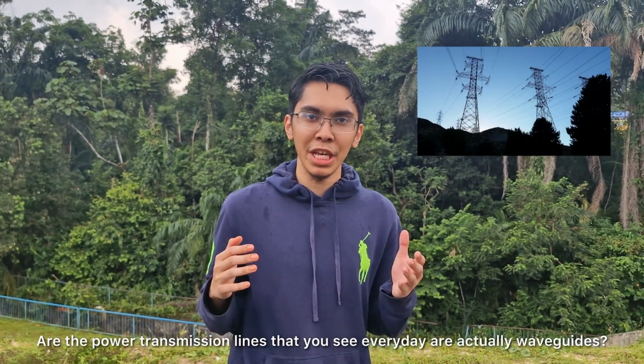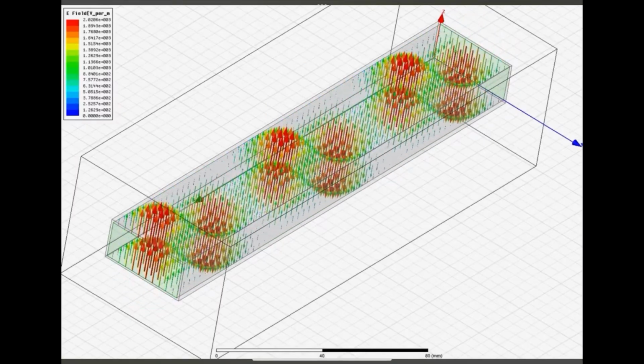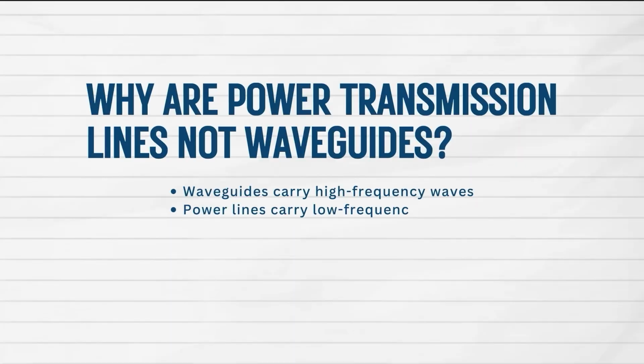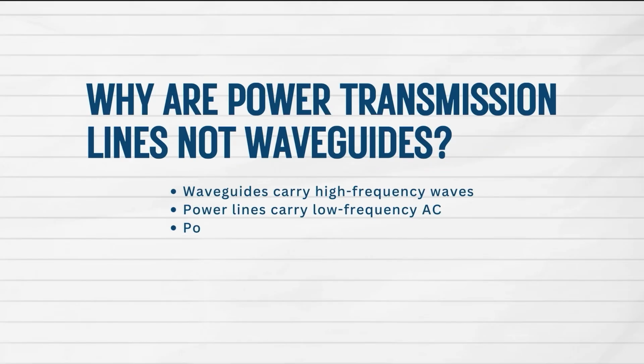Here's a question for you. Are the power transmission lines that we see every day actually waveguides? Well, the answer is no, and here is why. As you may know, waveguides are designed to carry high-frequency waves like microwaves, where energy bounces off the inner walls in specific patterns. Power lines, on the other hand, carry low-frequency AC, usually 50 or 60 Hz, which is far below the cut-off frequency needed for waveguide behavior.